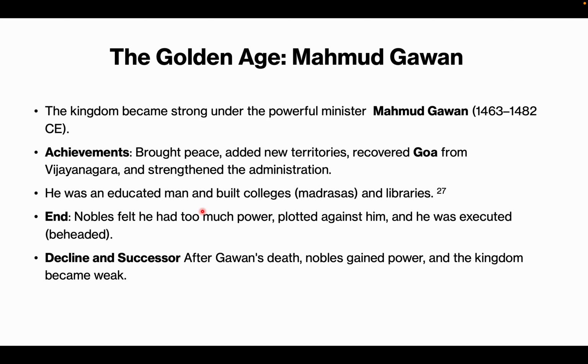But what happened, all these nobles, like corporators and MLAs, felt, okay, he's becoming very powerful, let us kill him off and take all the money for ourselves. Something like that they would have thought. And he was executed, beheaded. See, golden period, got beheaded. And after Gawan's death, the nobles gained power. So when power directly went into these people's hands, the kingdom became weak.